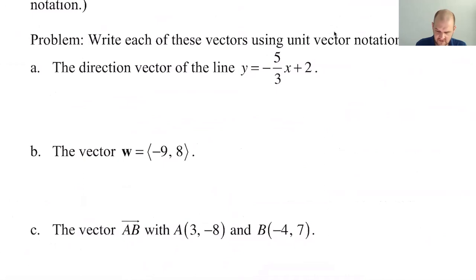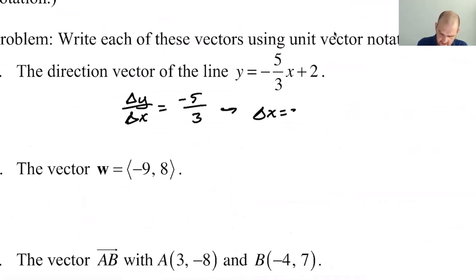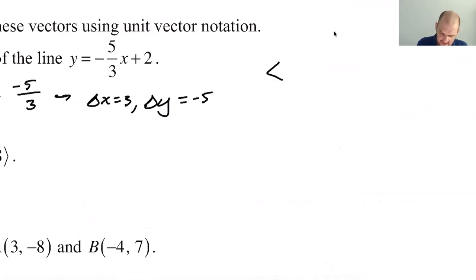Write each of these using unit vector notation, so ij notation. The direction vector of the line y = -5/3 x plus 2. I look at delta y over delta x, which is -5/3. So delta x is 3, delta y is -5. In component form, I might say that my vector is 3, -5, but I'm supposed to say it's 3i minus 5j.